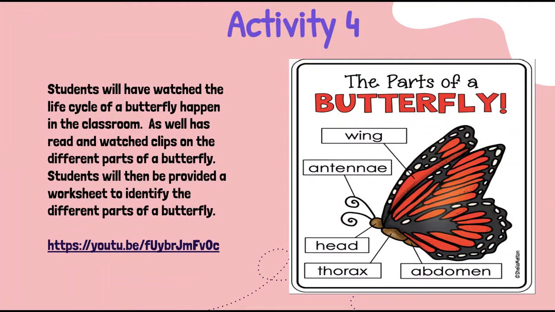For activity number 4, students will have watched the life cycle of a butterfly happen in the classroom, as well as read and watched clips on the different parts of a butterfly. Students will then be provided a worksheet to identify the different parts of a butterfly. And for more information, you are able to watch this YouTube link below describing more in-depth information on the different parts of a butterfly. And together you're able to identify the wings, the antenna, head, the thorax, and the abdomen.